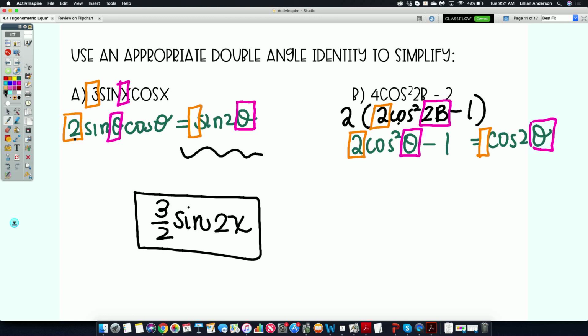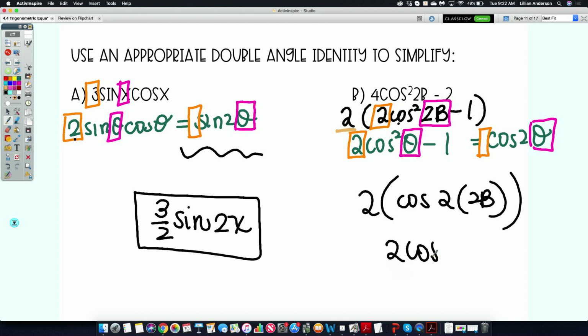So the theta is going to be replaced with a 2b. And since I did factor out a 2 at the very beginning, what does that mean for the beginning of this? I do have to multiply by 2, because technically you have this. So then that becomes 2 cosine 4.